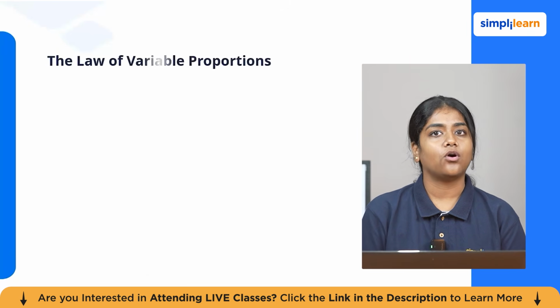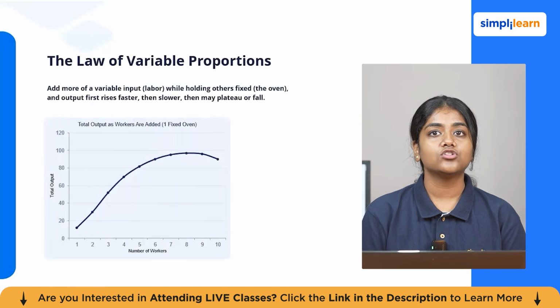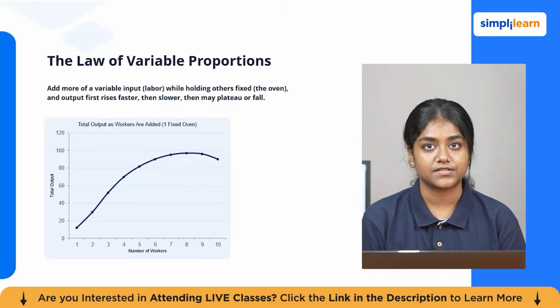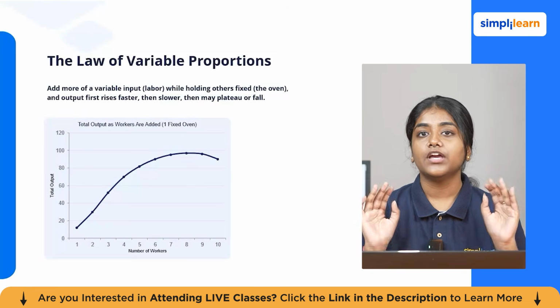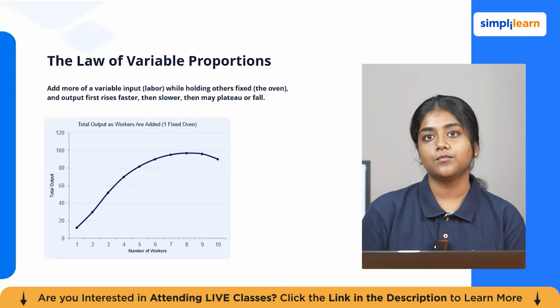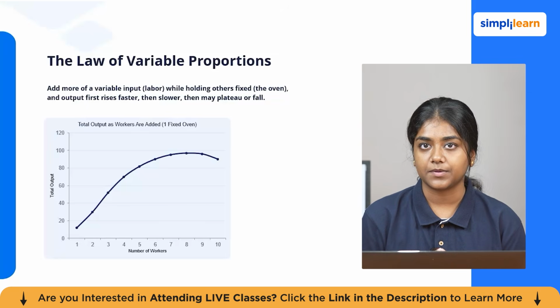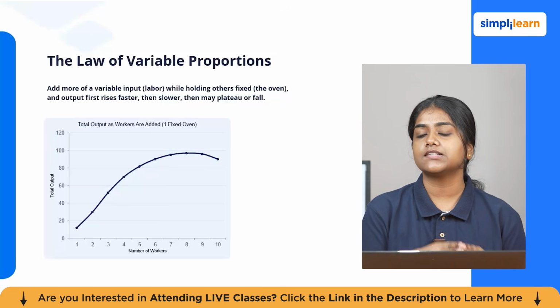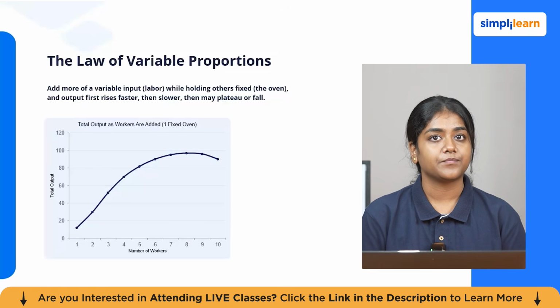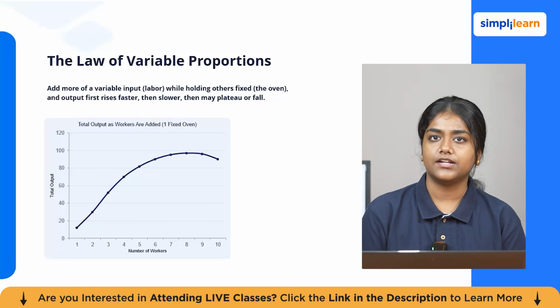So now let's look at the law of variable proportions. This is also known as the law of diminishing returns, and it's one of the most important and most misunderstood ideas in production economics. Here's the core idea. If you keep adding more of a variable input like labor while holding other inputs fixed, like machinery or floor space, output initially increases at an increasing rate. Then it increases at a decreasing rate. Eventually, it may plateau or even decline.